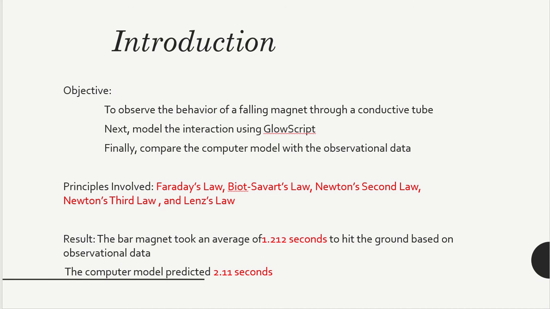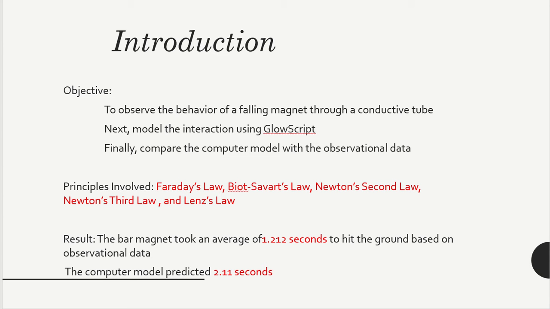In the introduction, our objective is to observe the behavior of a falling magnet through a conductive tube. Next is to model the interaction using Glowscript. And then finally is to compare that model with our observational data. Important principles involved are Faraday's Law, Biot-Savart's Law, Newton's second and third law, and Lenz's law.